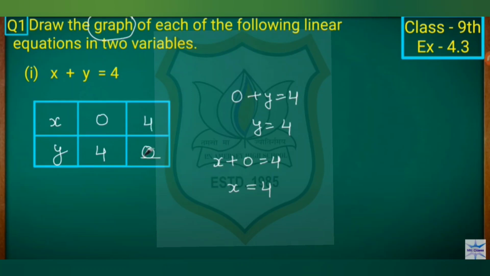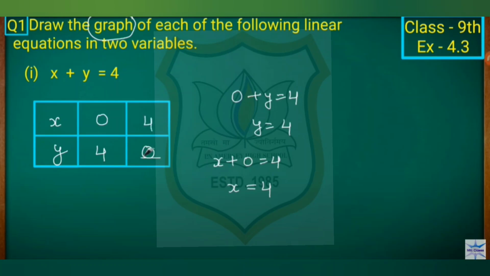Today we will start exercise 4.3. Question 1. Draw the graph of each of the following linear equations in two variables. First we have x plus y equals 4. Here we have to put any one value for x or y.